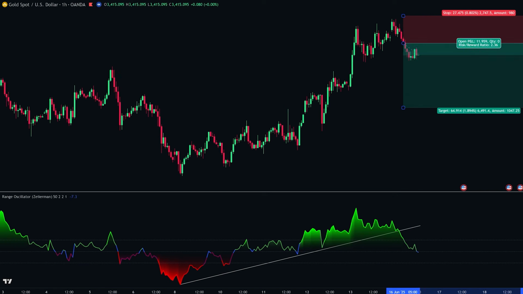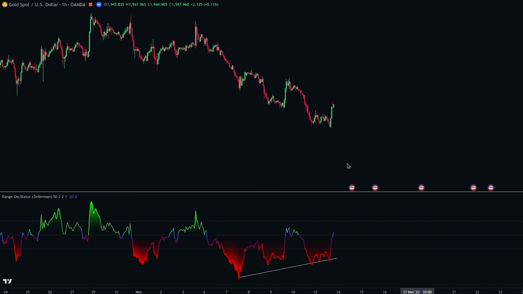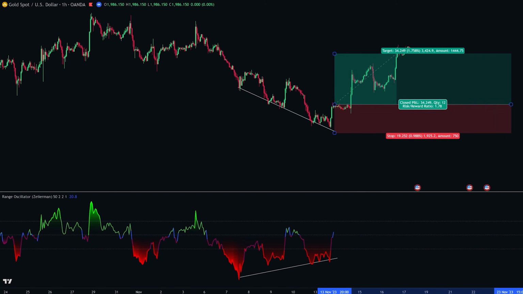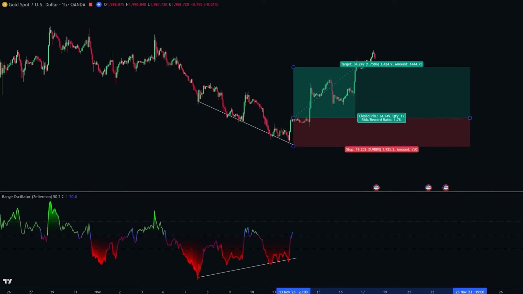By the end of this video, you'll understand how to use it for trend reversal and divergence setups with clear confirmation from momentum strength, so make sure you stay tuned till the end.